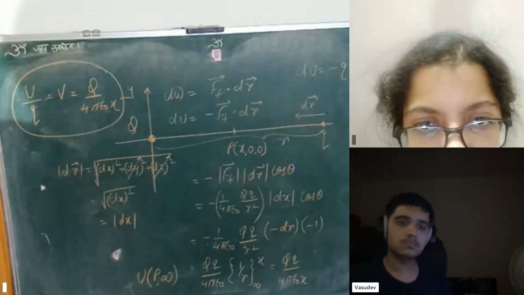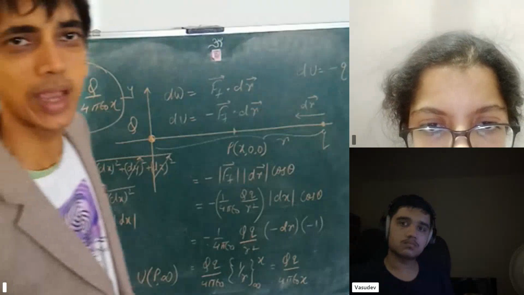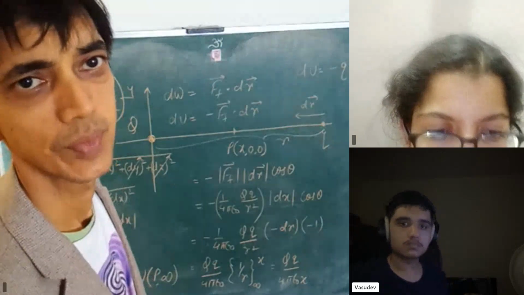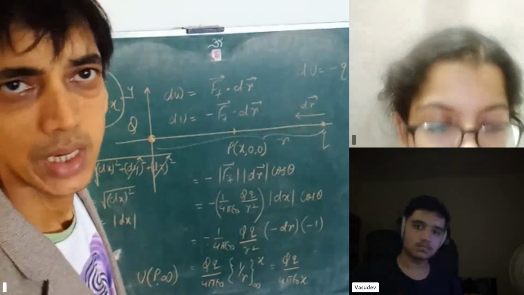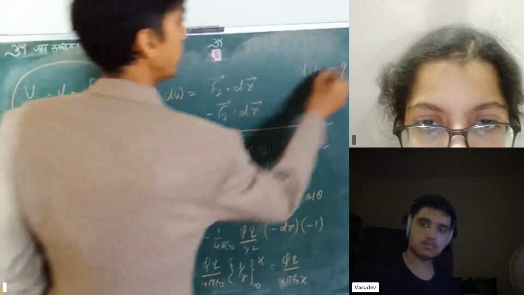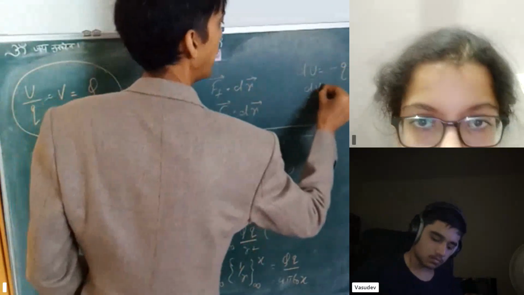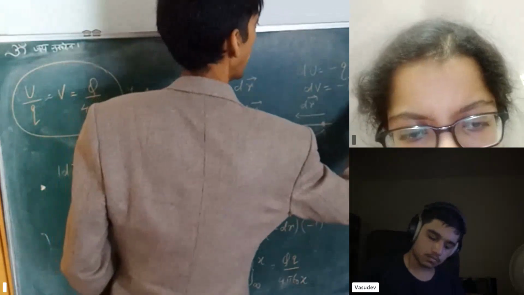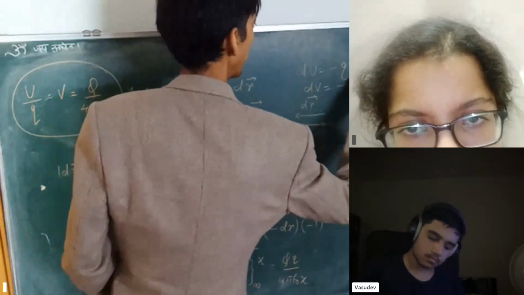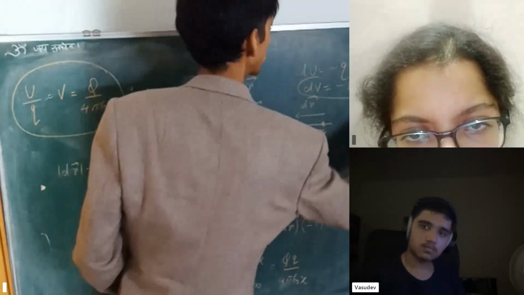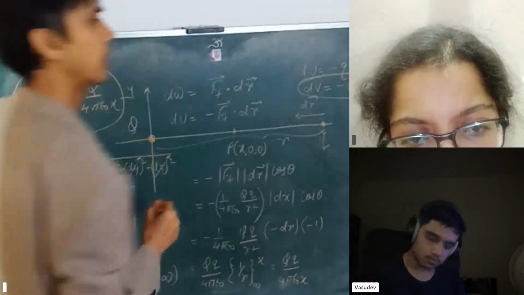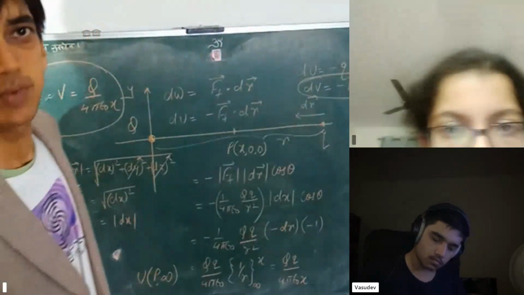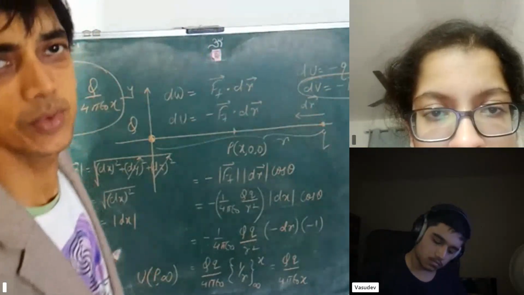Okay, instead of F, we had studied the other day, force can be marked as Q into E. So QE, now what do we do? dU by Q will get me dV. Very important relation in this class: dV is equal to minus E dot dr. I'll dwell on this relation for a few minutes.